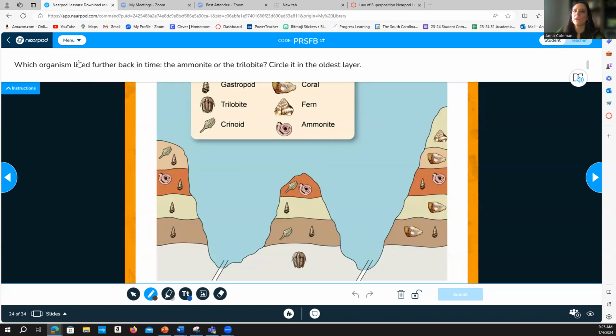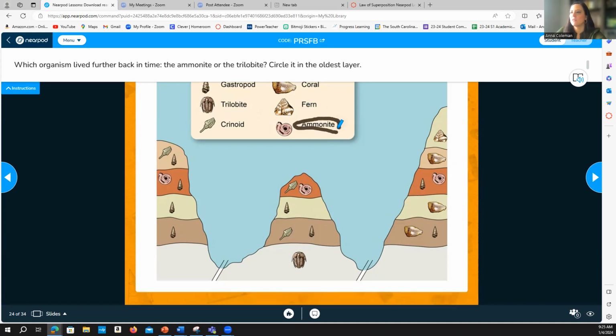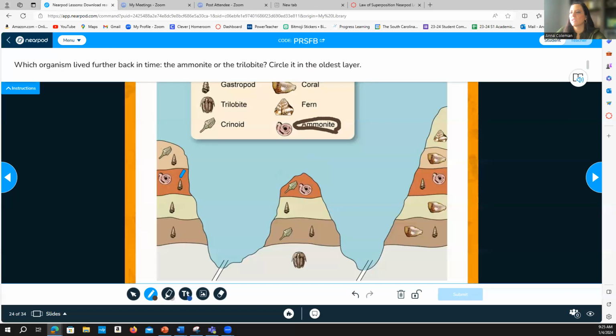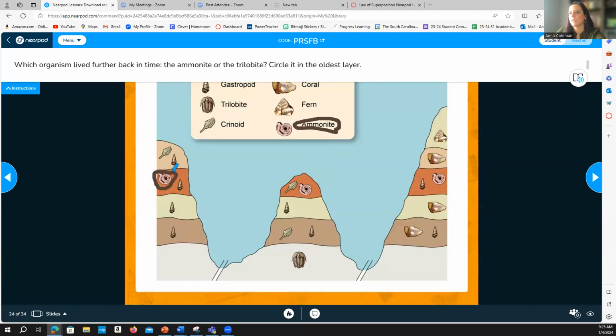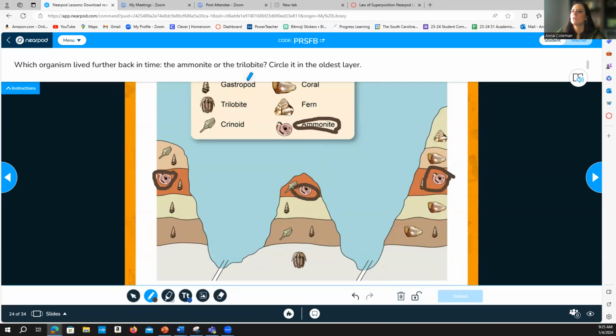Now we're going to be looking at these little organisms. Which organisms lived further back in time? All right, so is it the ammonite? We're going to have to find it. So here's the ammonite, right there. You don't have to circle these. I'm just showing you how to find them.